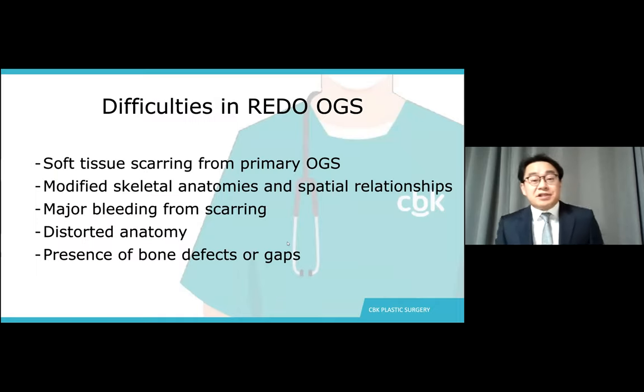Let's get back to redo OGS. We find redo OGS very difficult because of soft tissue scarring, skeletal modification, and major bleeding from scarring and distorted anatomy, especially the nerve position. The nerve position is shifted because of the distorted anatomy. And I always feel difficulty when I fix the bone compartment because of bone defects or gaps. So we find it very difficult when we are doing redo OGS.